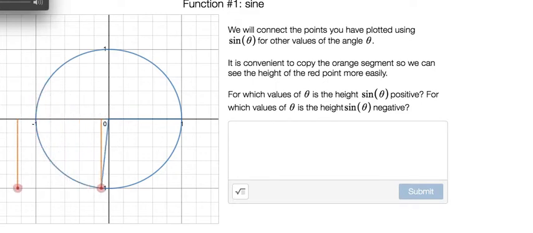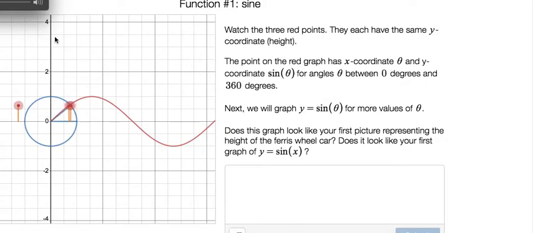So we'll have a look at the angle. Starting at 0, the angle goes from 0 to 90, it reaches 1, from 90 to 180 degrees, then from 180 to 270 it goes to -1 and back to 0. So here you can see the progression of the sine graph.